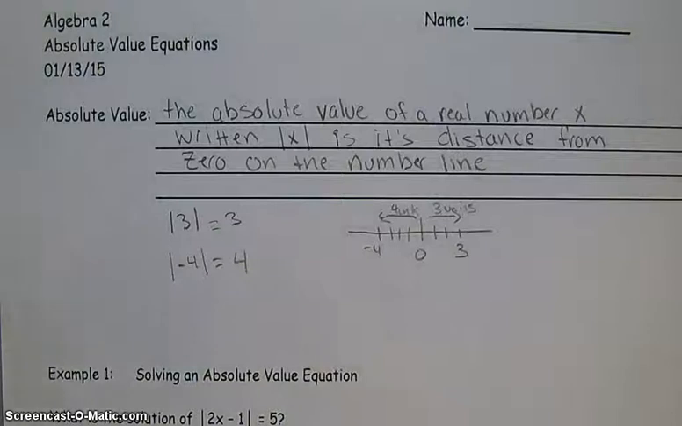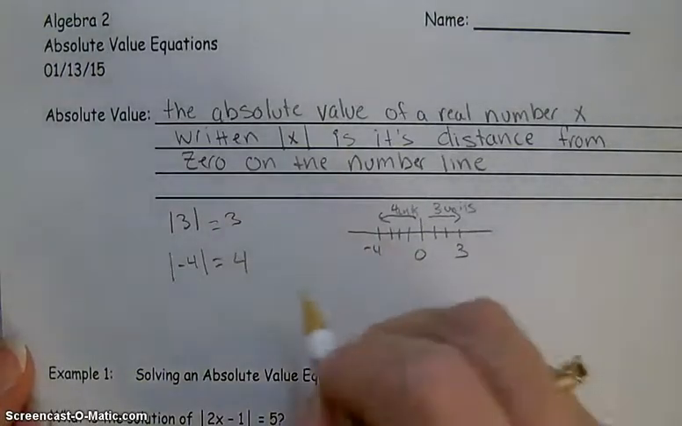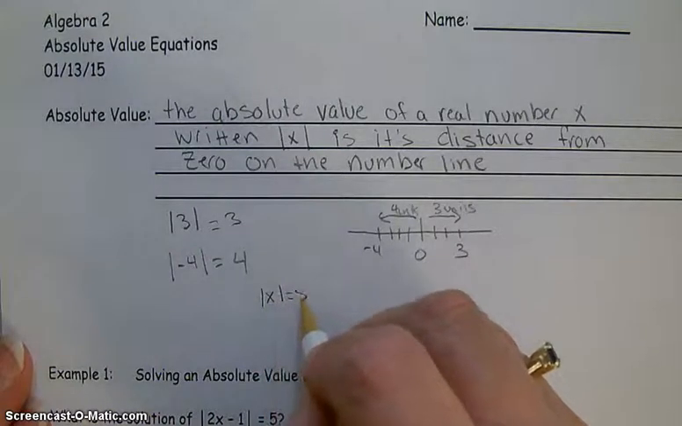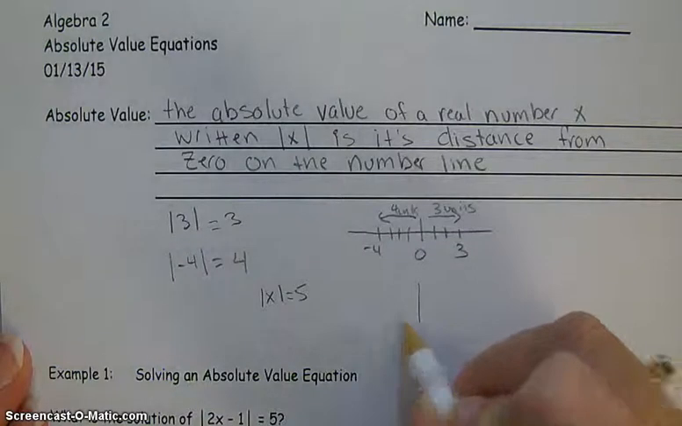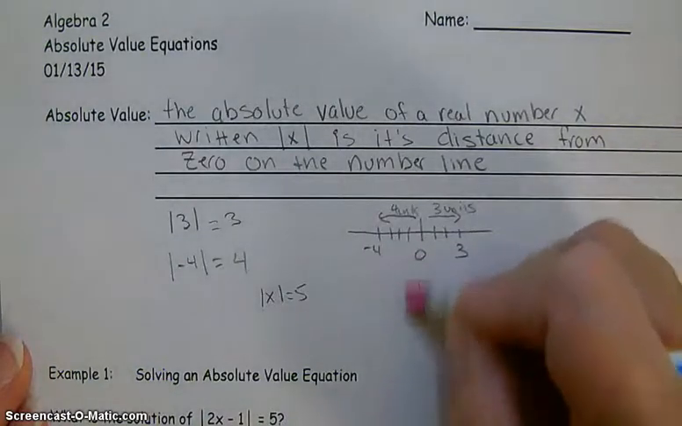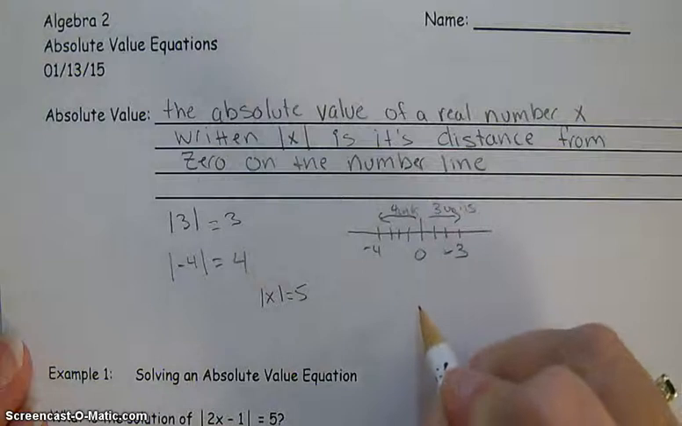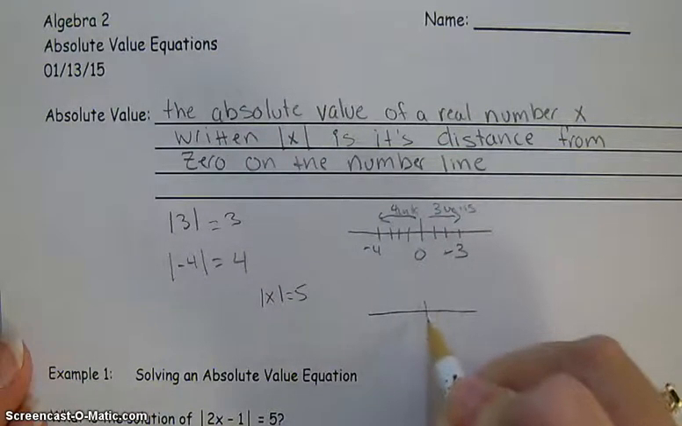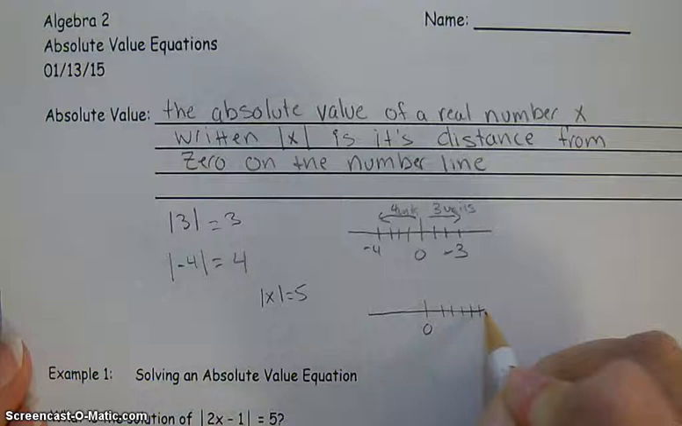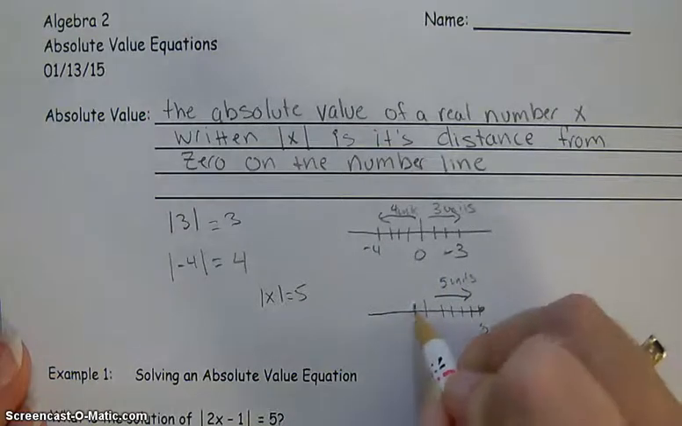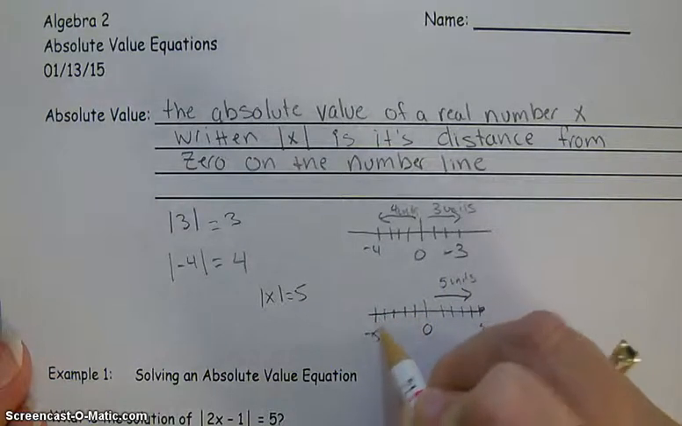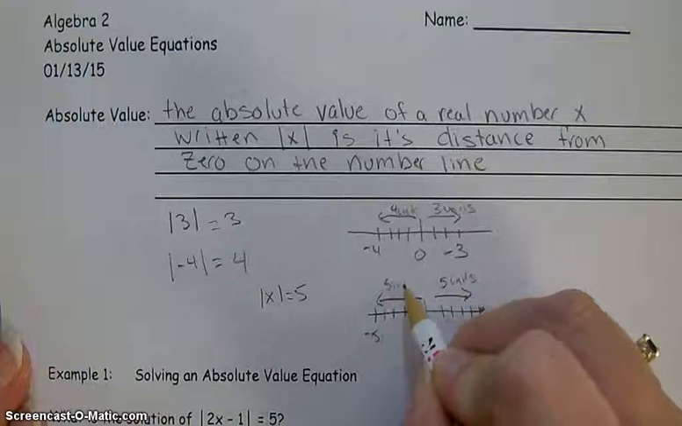So an absolute value will never be negative. It'll always be positive. So let's say I know the absolute value of x is equal to 5. I'm looking for some value that's 5 units from 0. Looking at the number line, 0, 1, 2, 3, 4, 5, I'm going to be here, because this is 5 units from 0. And I can also be here at negative 5, because this is 5 units from 0 also.